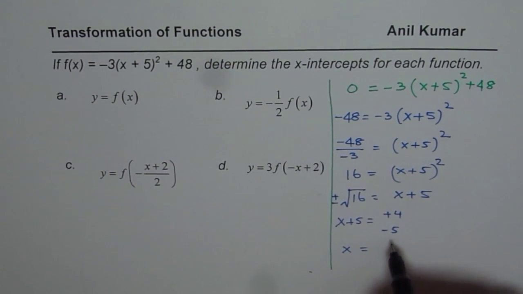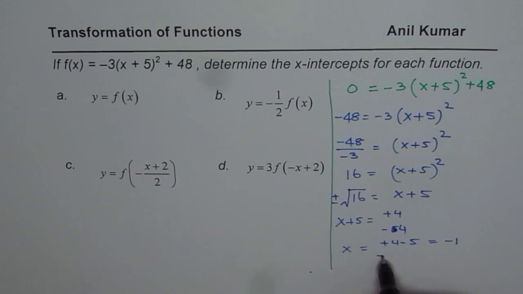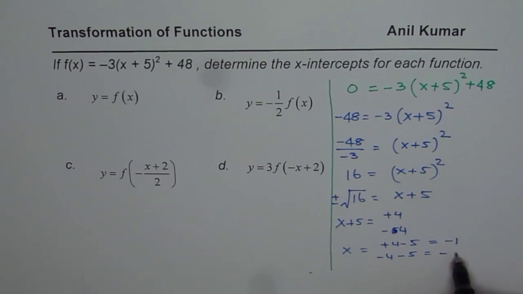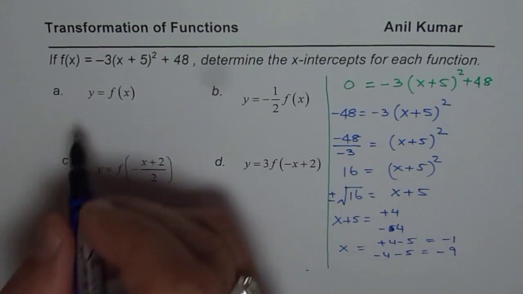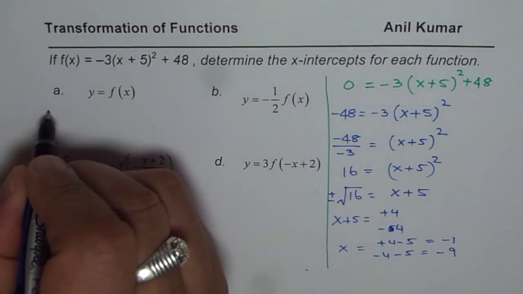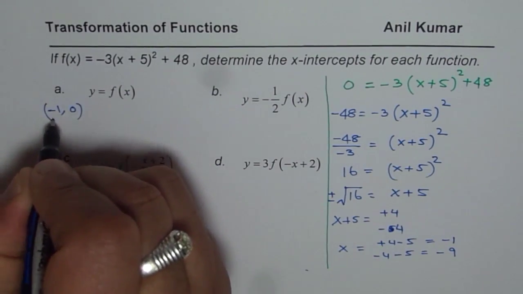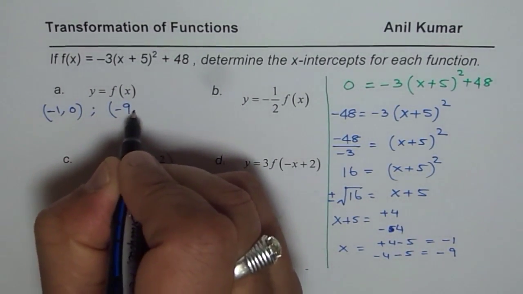That gives us x value as equals to, if I consider plus 4, then my equation will be 4 minus 5, and that gives me the answer as minus 1. And if I consider minus 4, then minus 4 minus 5 gives me x value of minus 9, right? So I have two x-intercepts in this particular situation. One is at minus 1, the other one is at minus 9. So for part A, we can say the x-intercepts are at (minus 1, 0), the y value is 0, and the other one is at (minus 9, 0).